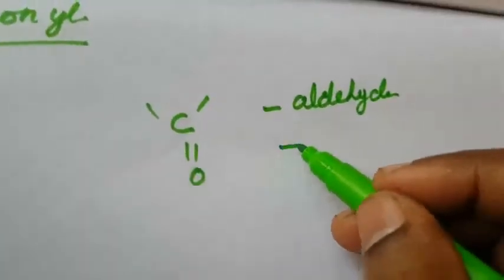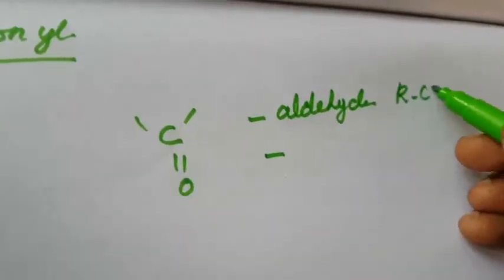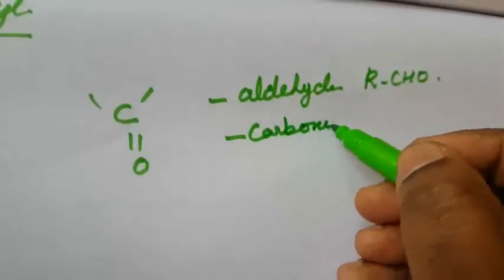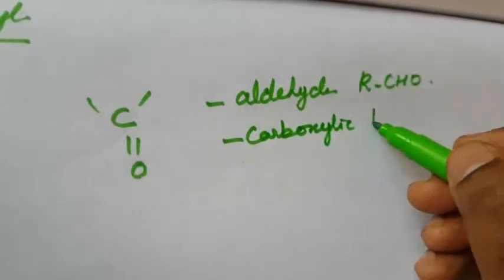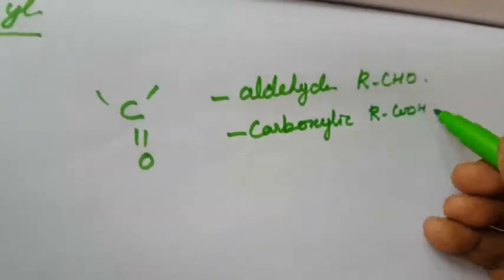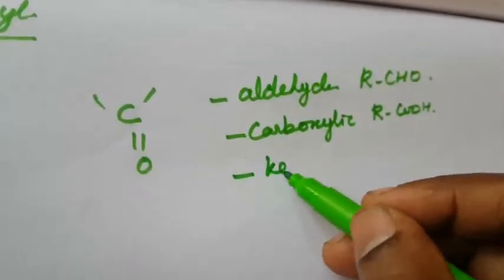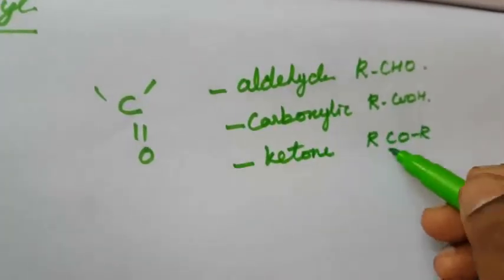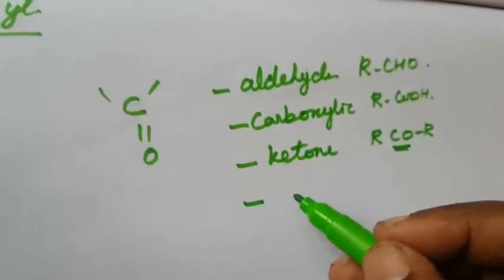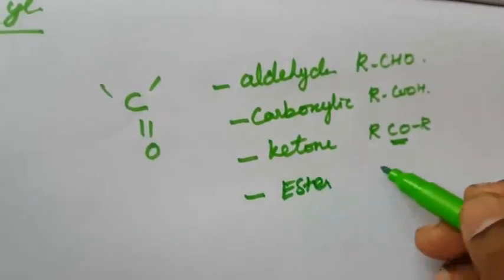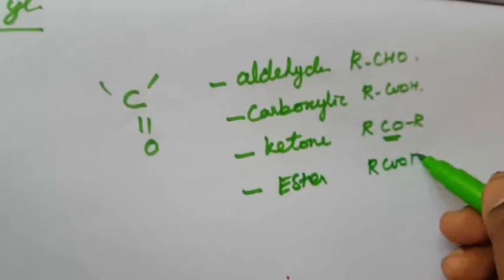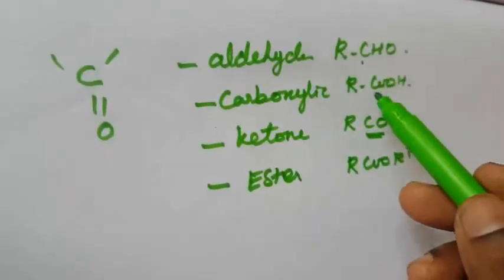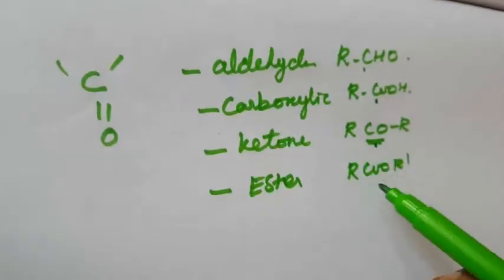then carboxylic acid. Aldehyde, what is the functional group? CHO. Okay, then carboxylic acid. So that is COOH. Then ketone group. So that is COR, that is keto functional group. Then ester group. What is the ester group? COOR, that is ester group. So this is the aldehyde group, carboxyl group, then ketone group, then ester group.